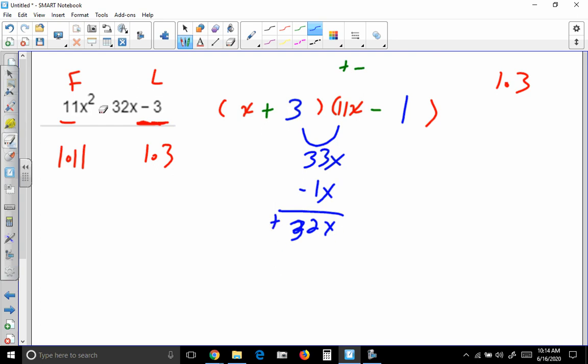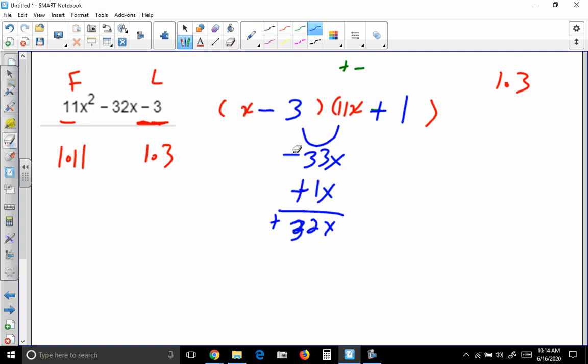We need a negative 32x. So the only thing that we have wrong is our signs. This one needs to change to a negative. This one needs to change to a positive. Notice what that does. That makes our inner product the negative 1 and the outer product the positive 1.